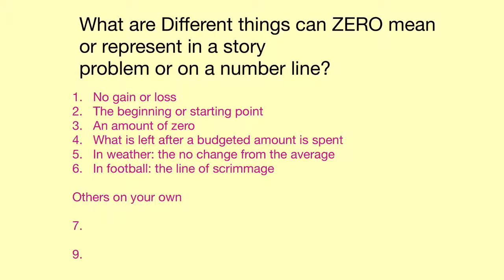In weather, we often hear on a weather report, this month's temperature was about 3 degrees above or below average. Well, average in this case is 0. On a number line, we would put 0 at whatever that average temperature is, and then we could note above and below 0 by positive or negative numbers.